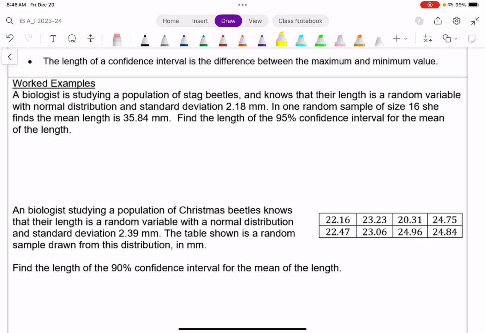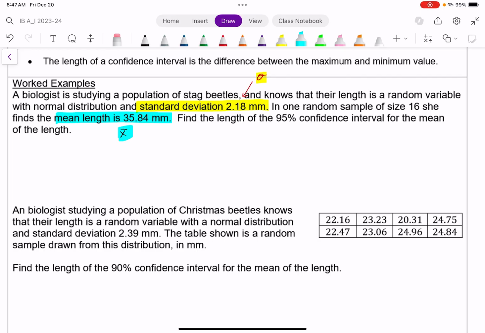And we know the standard deviation of the population. So that's the standard deviation of the population, 2.18 millimeters. However, in a sample size of 16, we have the mean length being 35.84 millimeters. Keep in mind, that's the mean of the sample, not the population. In fact, we don't know what the mean of the population is. So the idea is, if we know the standard deviation of the population and we have a sample in which we know the mean, what is the mean of the actual population?